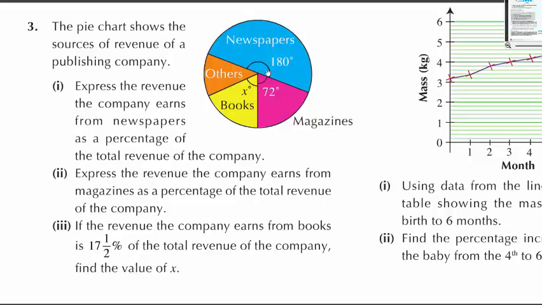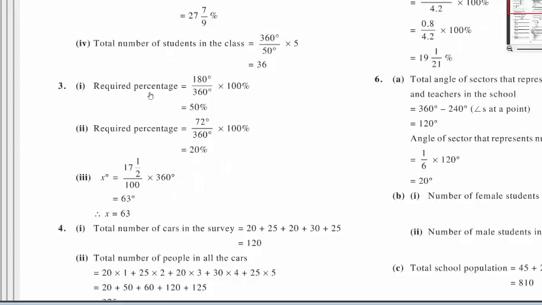So if you want to express the revenue as a percentage of the total revenue, you have to take 180 over everything, which is 360, times 100. So the answer will be this. The required percentage is 180 over 360 times 100, and the answer is 50%.